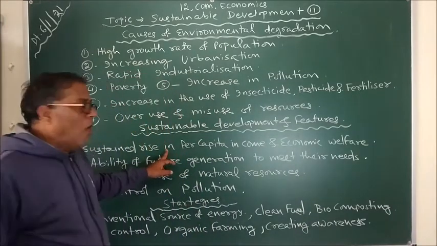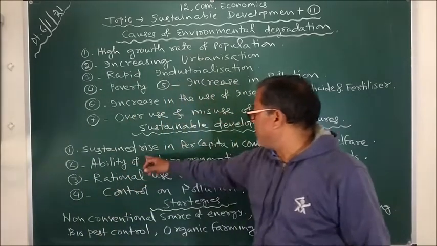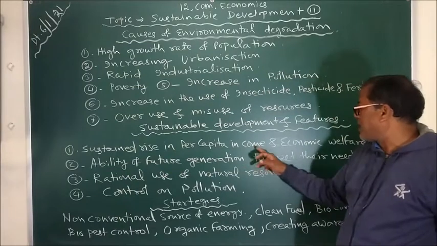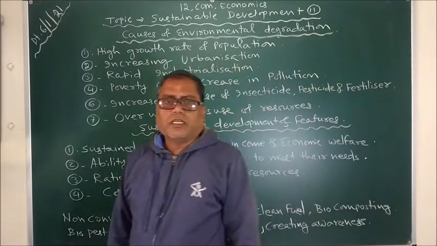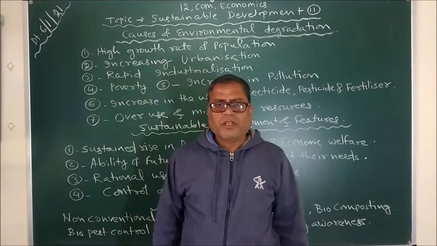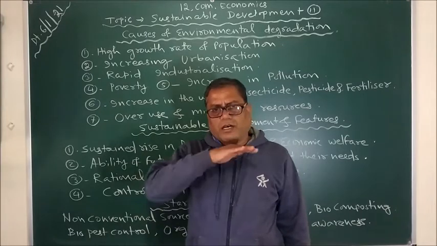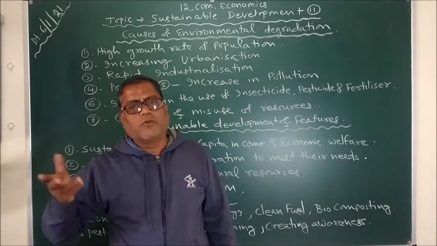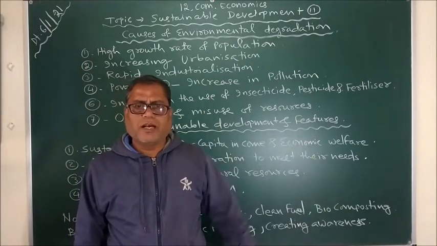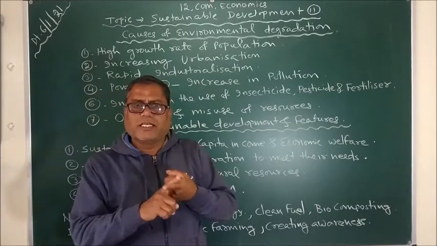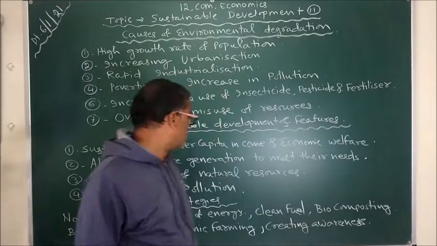So, come to different features of sustainable development. The first being sustained rise in per capita income and economic welfare. It means development is called sustainable when we achieve a position where we are consuming more and producing more, and along with that we are maintaining the economic welfare, and we are not compromising anything with our future generation.